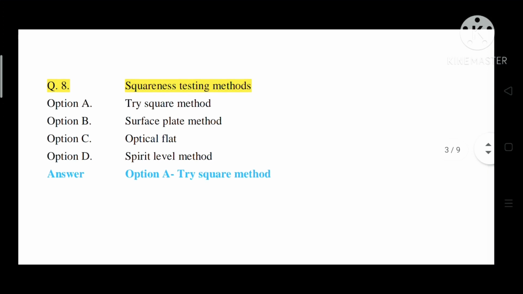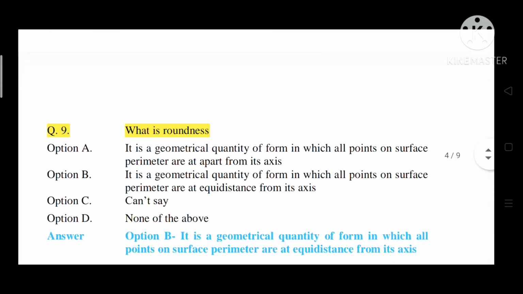Question number 8, what are squareness testing methods? Option A, tri-square method. Option B, square plate method. Option C, optical flat. Option D, spirit level method. So correct answer is option A, that is tri-square method. So tri-square method is used to find out the squareness of given part.